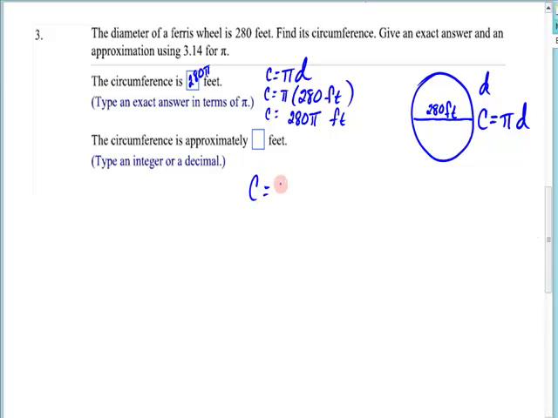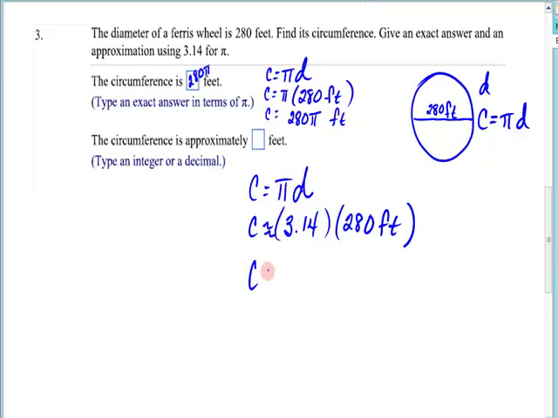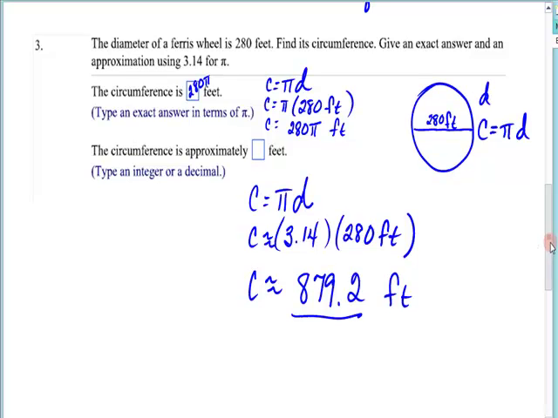Now, for the approximate, you're going to put 3.14 in the place of pi. So circumference is pi d. Circumference is approximately 3.14 times the diameter, and the diameter is 280 feet. This time I will get my calculator. 3.14 times 280 gives me 879.2, and this will be measured in feet, and you will simply put the 879.2 in the box.